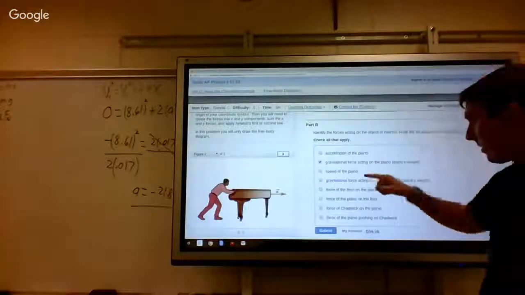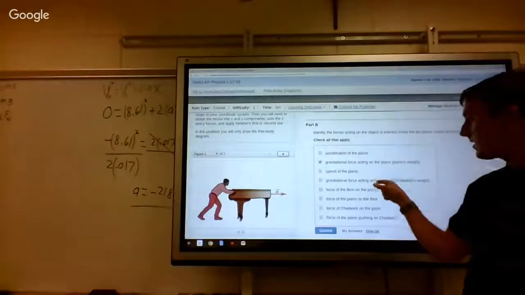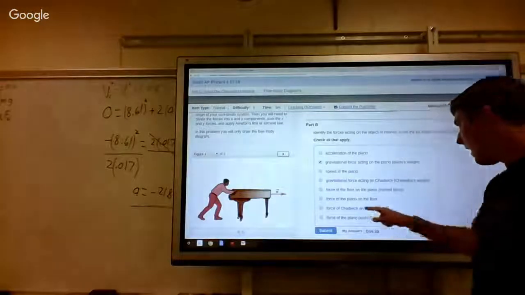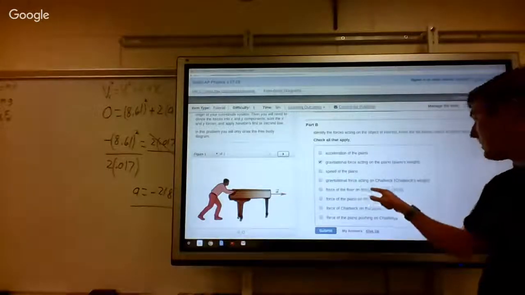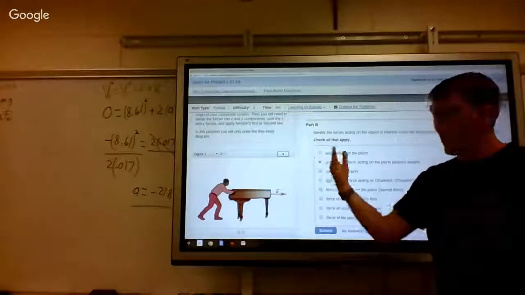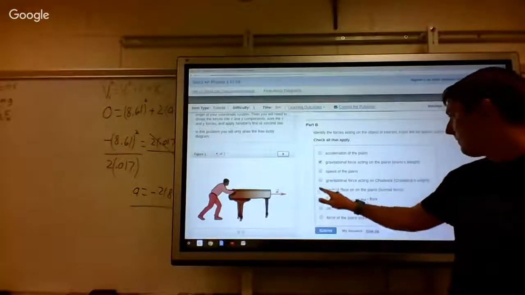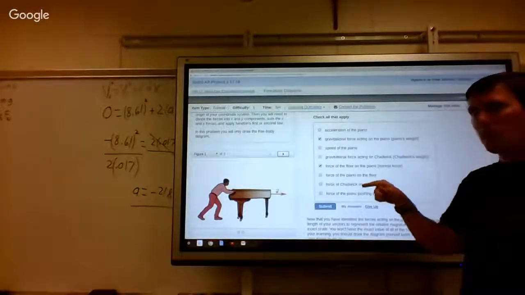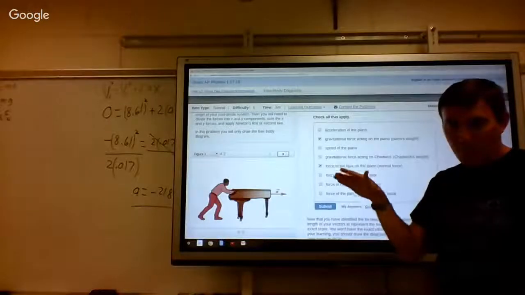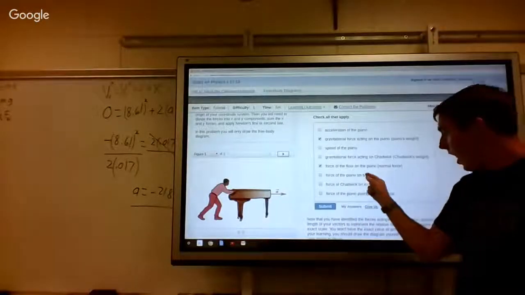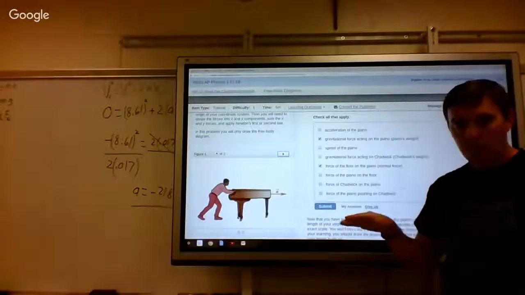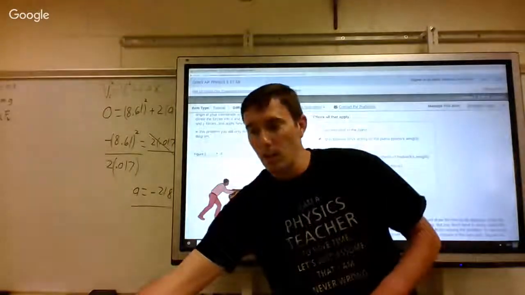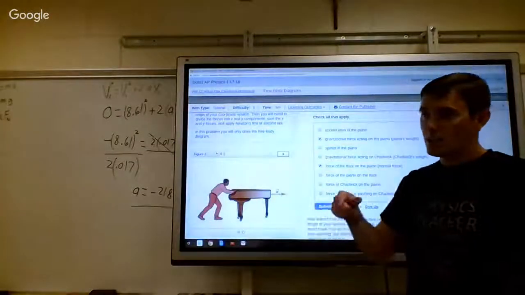Speed of the piano, not a force. A gravitational force acting on Chadwick. Is his weight affecting the piano? Okay. The force of the floor on the piano, the normal force, is the floor pushing on the piano. So that one we care about. The force of the piano on the floor, that would be the force that's pushing on the floor. It's weird wording, but we don't want that. That's what's happening on the floor, so we don't care about that one. We only care about the stuff that's happening to the piano, even though the piano is doing it, it's not the force that we care about.